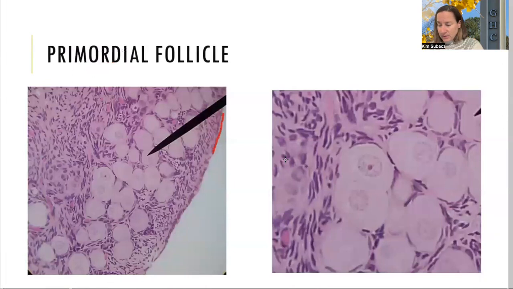So here is that tunica albuginea on the outside, and all of these little things that I think look like bubbles. These are all little teeny tiny eggs called oocytes, and they are the first stage. So egg development is going to go through meiosis just like sperm development does, but there are some differences. The eggs are all going to stop at prophase 1.